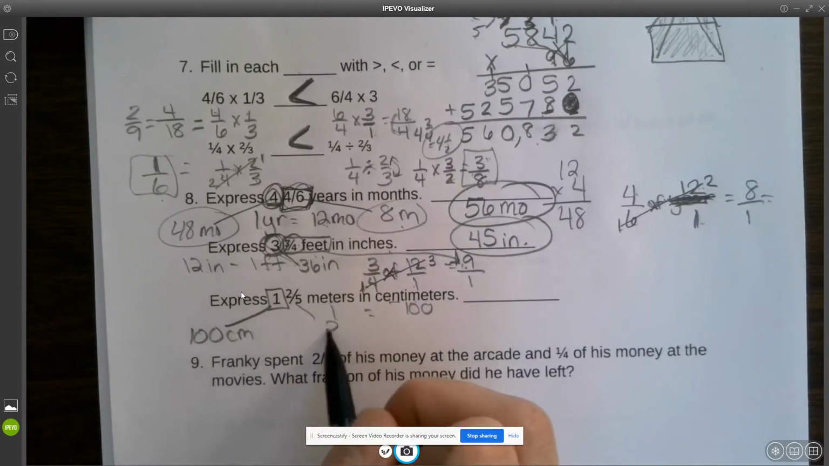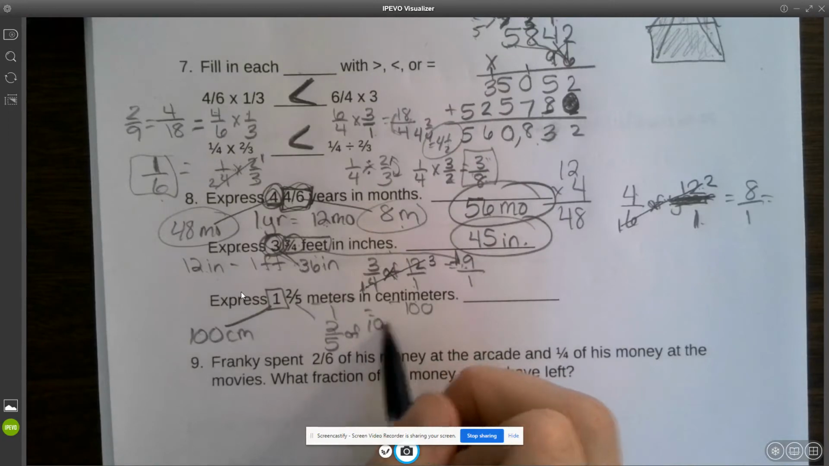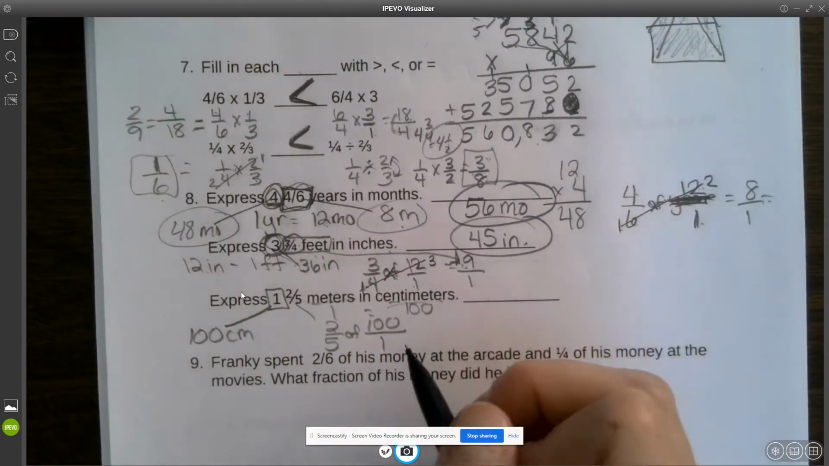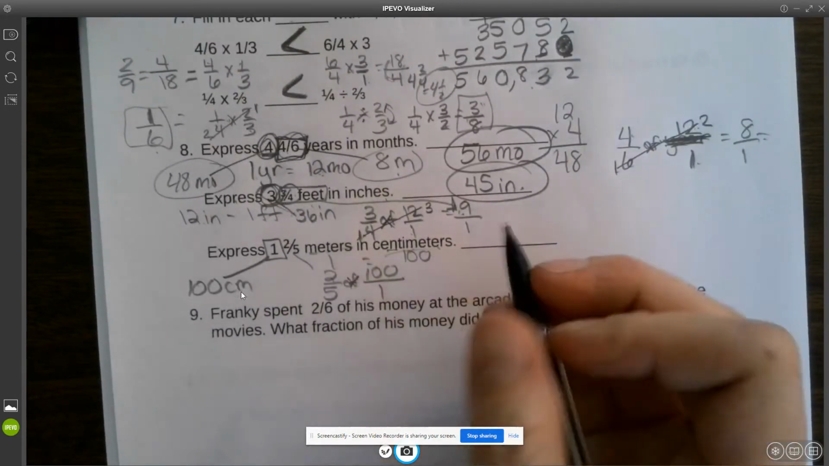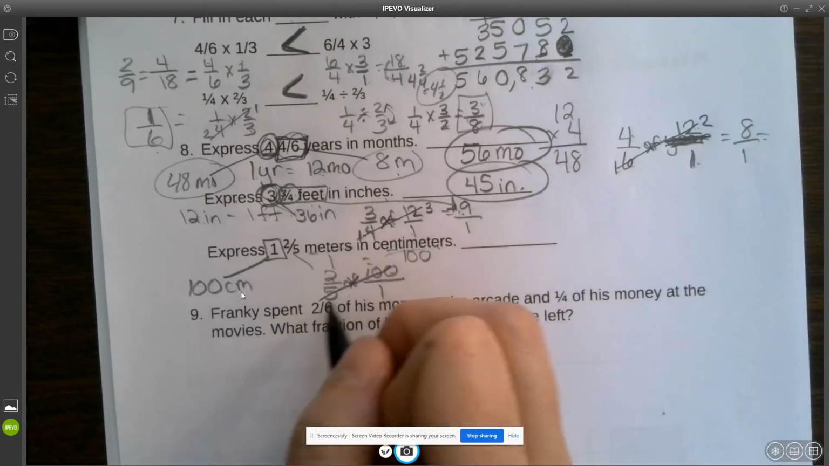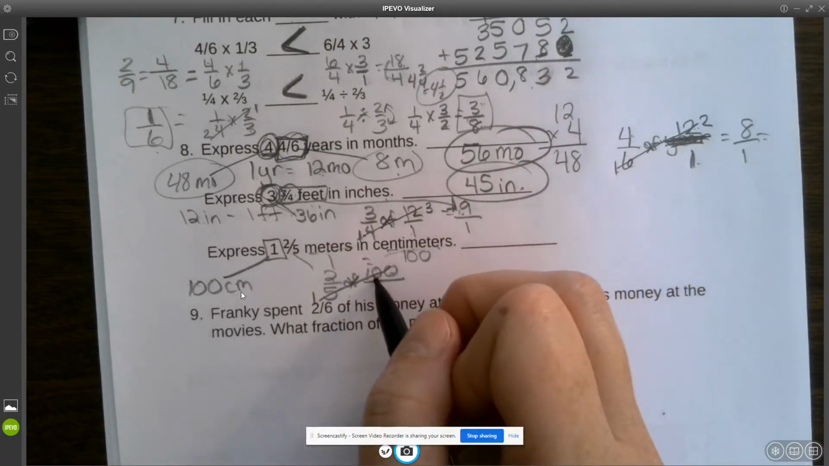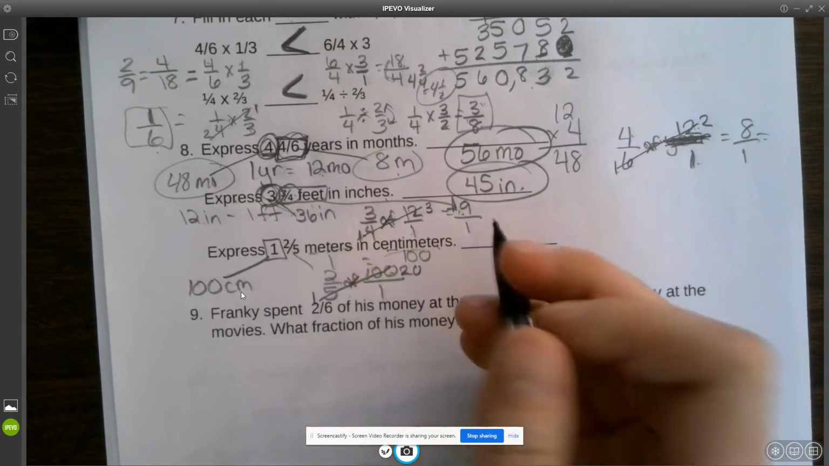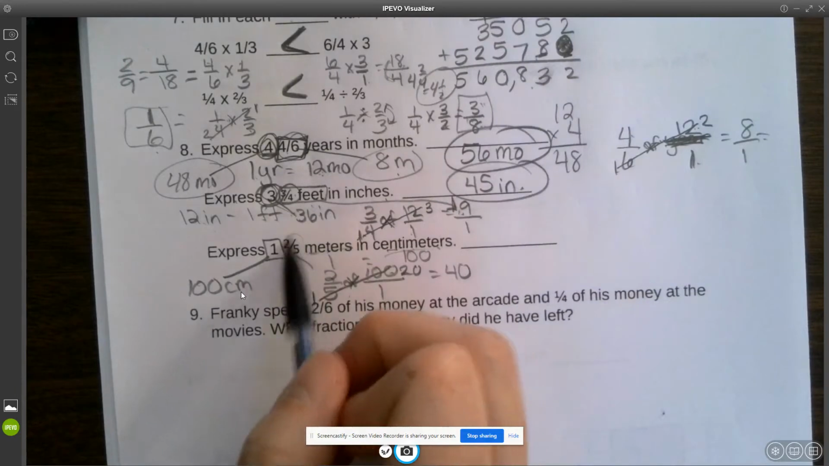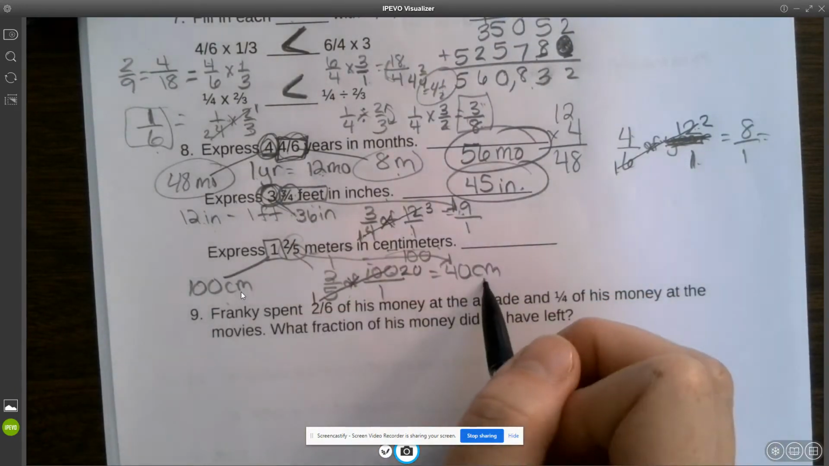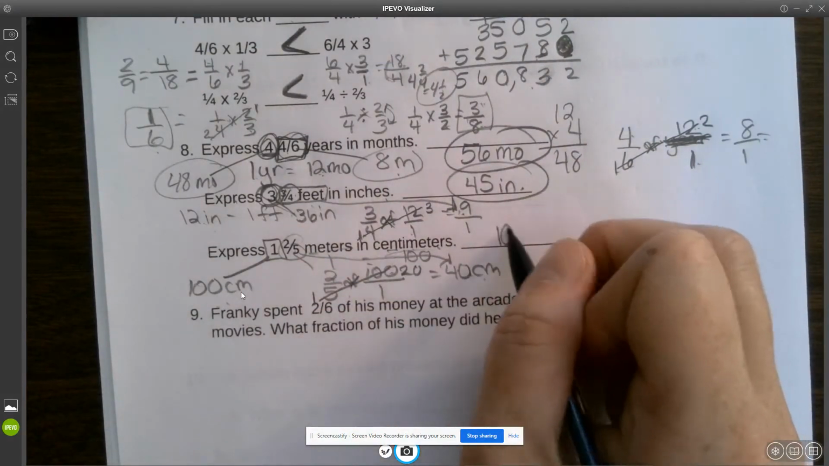Now I have to figure out what's 2/5 of a meter, which is 100 centimeters, because we're converting it to centimeters. Of means times. I see there is a trick where I can cross reduce. They both divide by 5. 5 divided by 5 is 1. 100 divided by 5 is 20. Now I can multiply across. 2 times 20 is 40. So 2/5 equals 40 centimeters, and I just add them together. So it's 140 centimeters.